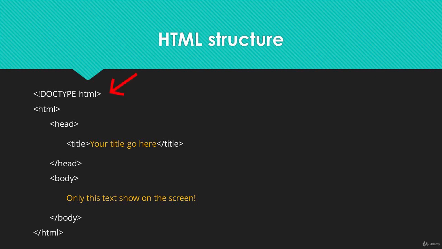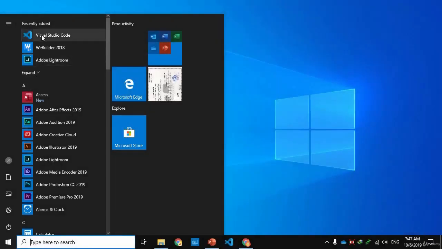The doctype declaration must be the very first thing in your HTML document. After that, you must write the open HTML tag, close HTML tag, open head tag, close head tag, open body tag, close body tag. The two tags are written inside the HTML tag. The head tag is used to contain metadata like the title tag and style tag, and so on, which is not shown on the screen. The body tag is used to contain the web page content, such as images, text, or hyperlinks, and so on. Now we run Visual Studio Code.